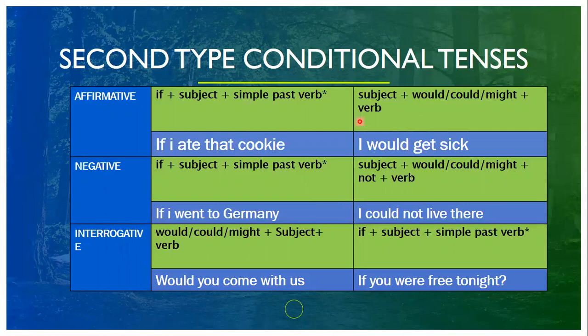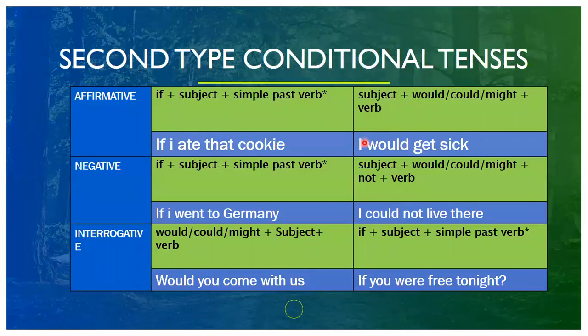For the affirmative form, we're going to use this structure. In the if clause, we're going to have the word if, we're going to have the subject, and we're going to have a verb in simple past. And if you want, we can add a complement. Like, for example, if I ate that cookie. If is the same if, subject is I, ate is the verb in simple past, and that cookie is the complement. And remember, you put a comma. Then in the main clause, we're going to have these elements.